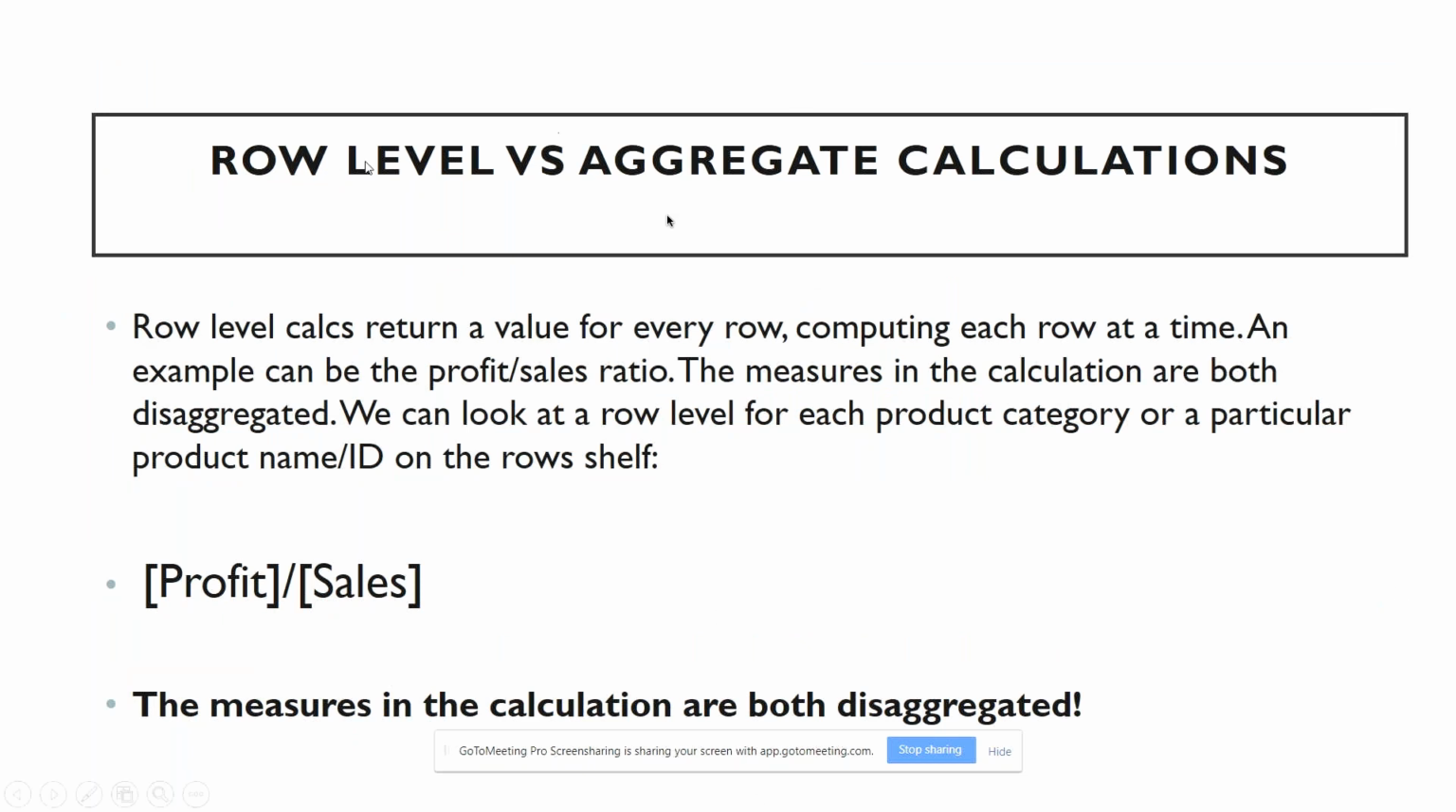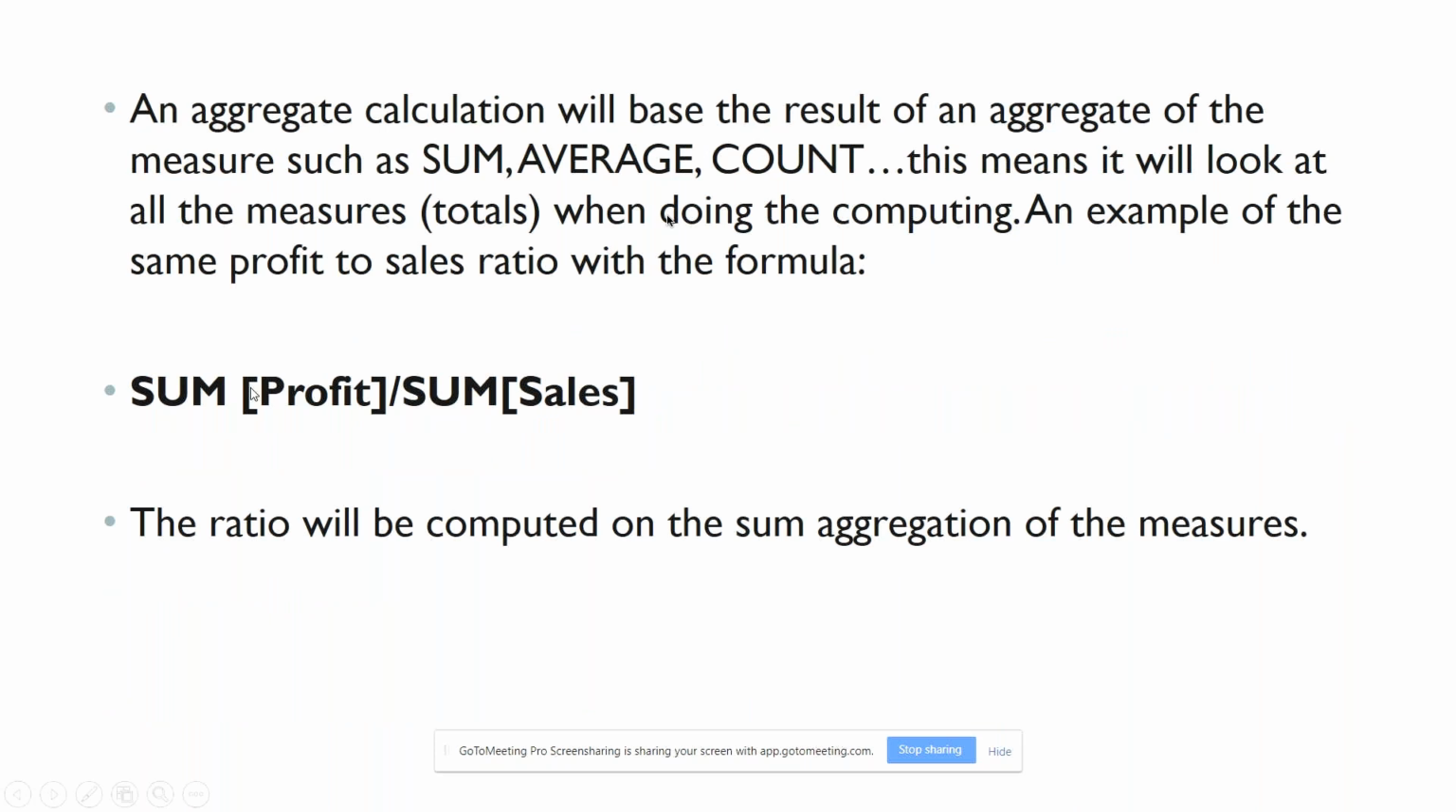Okay, now a few words about row level and aggregate calculations. When we're writing calculations, we have the choice to go on a row-to-row basis, or to view the whole data as a whole. If we go with the first one, with row-level calculations, we can, for example, calculate a profit and sales ratio, like the example here. So in this case, you see they're disaggregated. If we go with an aggregate example, we would have a sum or count or average of sales, and we will look at the whole table of all the rows that we have in the view.